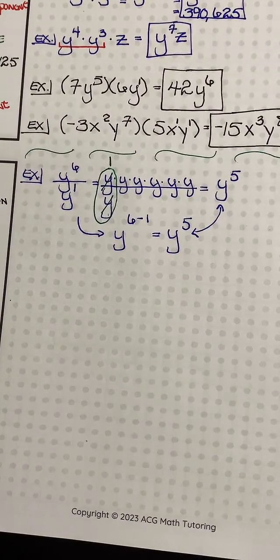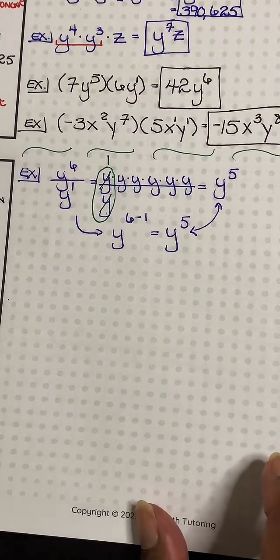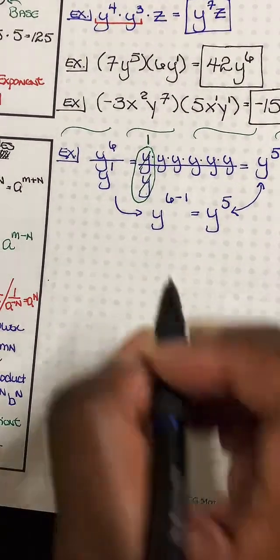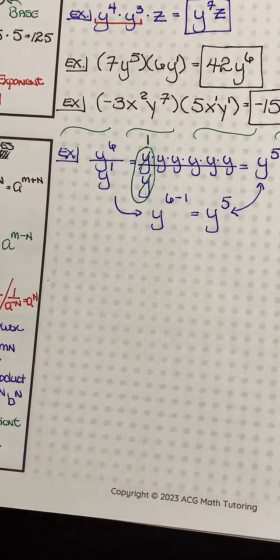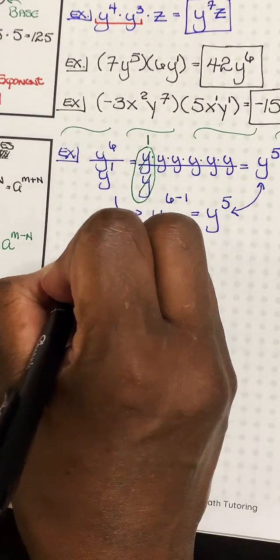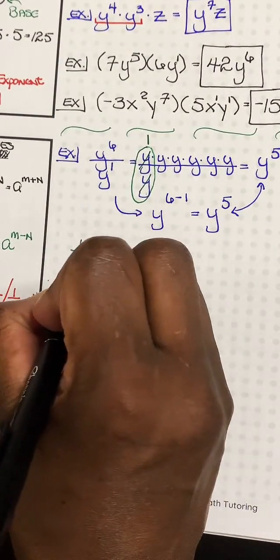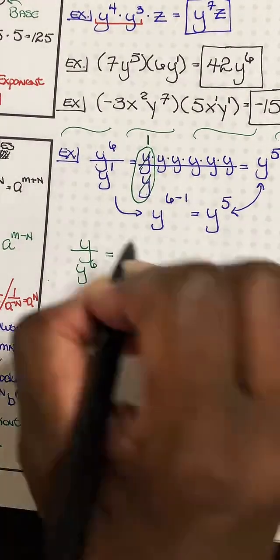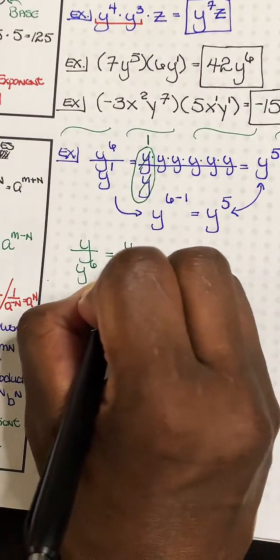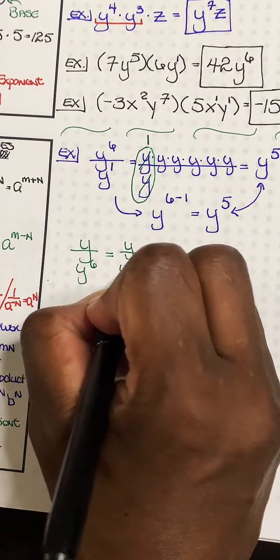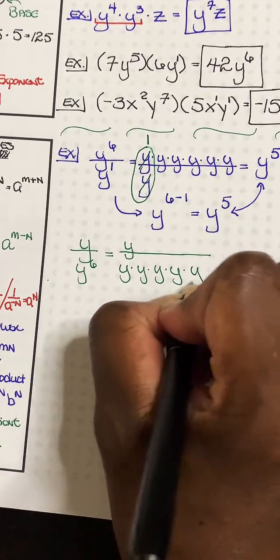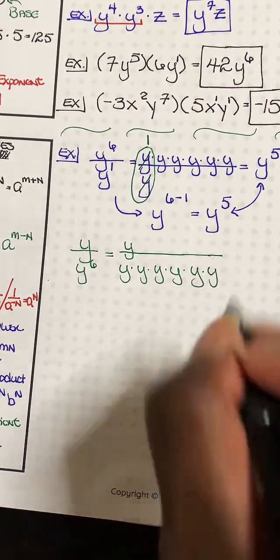What if the exponent is only in the denominator? So if the exponent was in the denominator, let me put this in green so we can change it. So say it was y over y to the 6. That means you have 1 y on top, and you have 6 y's down below. 2, 3, 4, 5, 6.